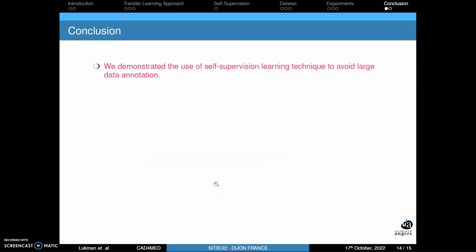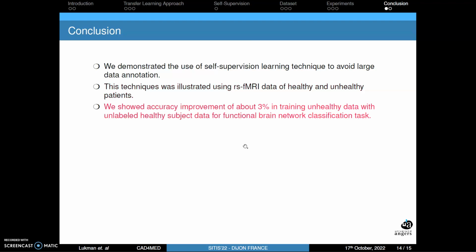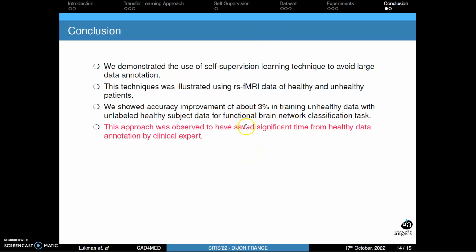So, as a conclusion, we demonstrated the use of self-supervised learning techniques to avoid large data annotation. This technique was further illustrated using resting state functional magnetic resonance imaging data of healthy and unhealthy patients. We showed an accuracy improvement of about 3% in training on unhealthy data with unlabeled healthy subjects' data for the functional brain network identification task. This approach was observed to have significantly saved the time of healthy data annotation, which is usually done by an expert.